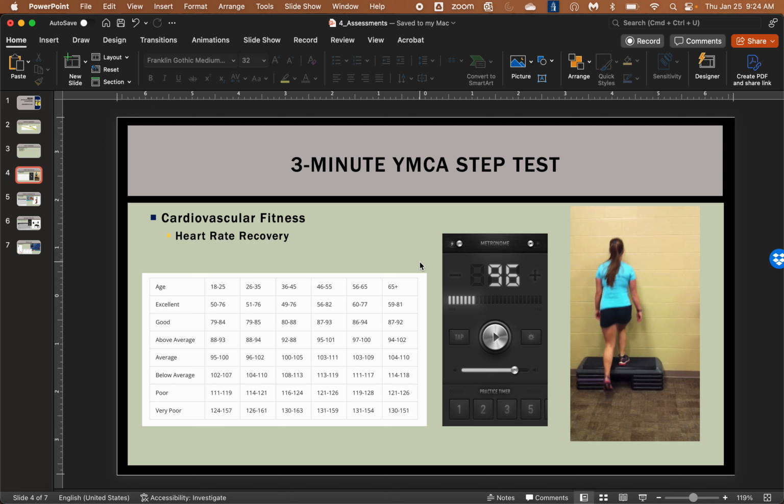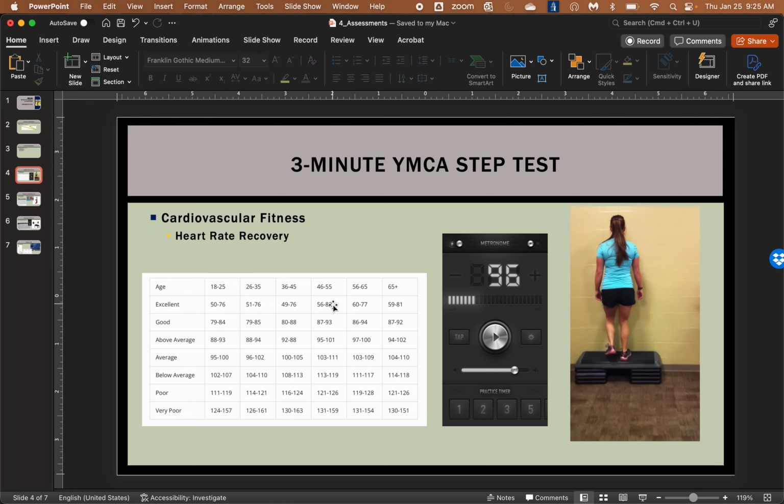And so someone will step to the beat of the metronome for 3 minutes, and then they will immediately sit down. And within 5 seconds of completing the test, you start taking heart rate. And you're going to take the heart rate for 60 seconds, and you're going to see what their heart rate recovers to in that 60 seconds. And then you're going to compare that heart rate that you get to our chart here, right?